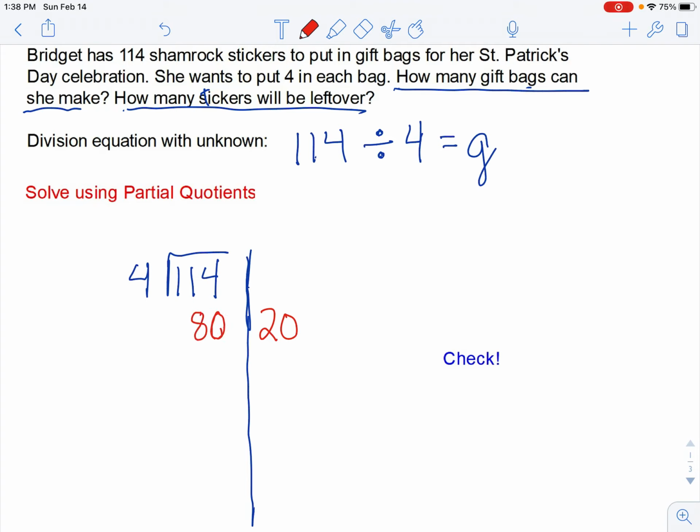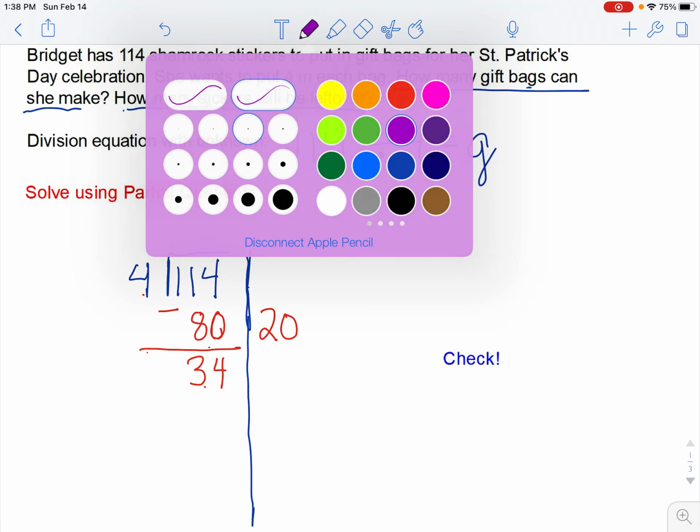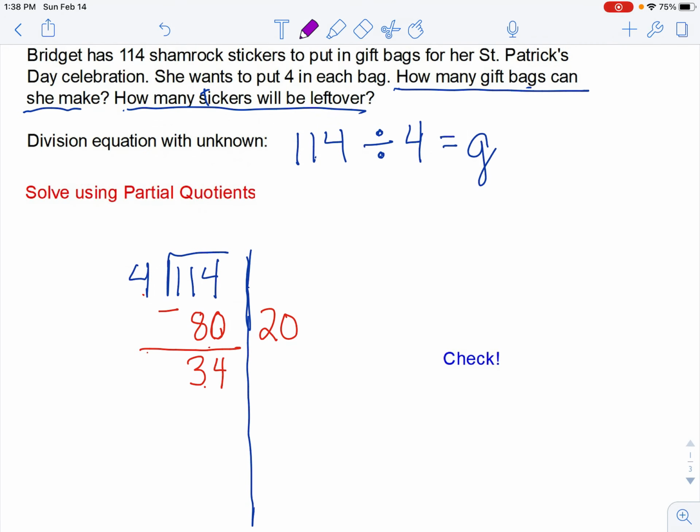So now I've used up 80 of the stickers. Let's see how many stickers are still left over, how many are still in my dividend. 4, 8, 9, 10, 11, so 34 stickers still left. Okay, so this is our new dividend, 34. How many times could 4 go into 34? And without going over, you're probably thinking, oh, that's 8. 8 times 4 would give us 32.